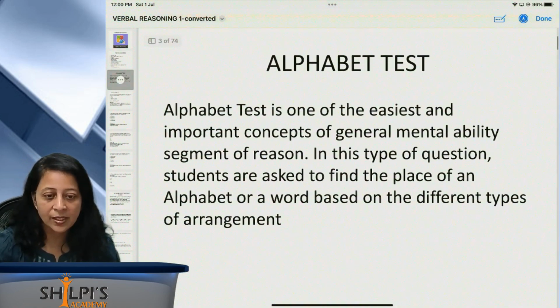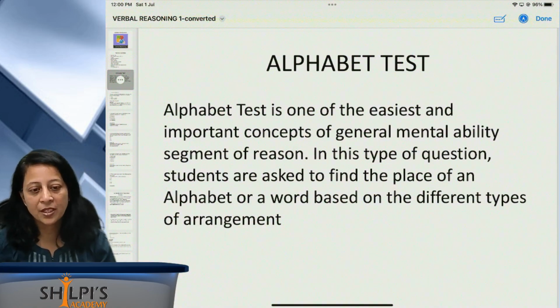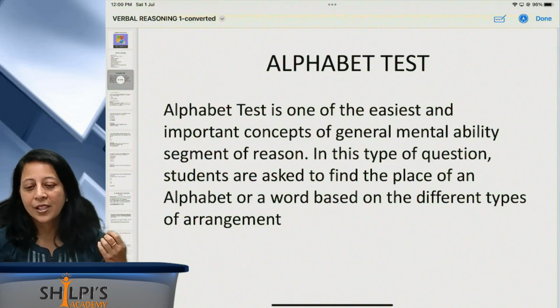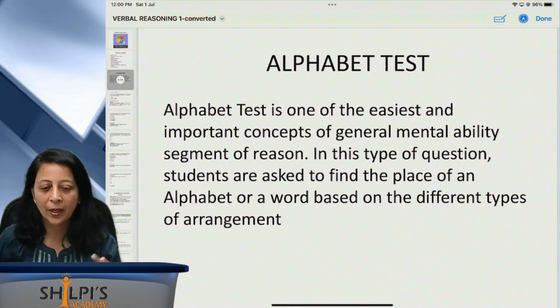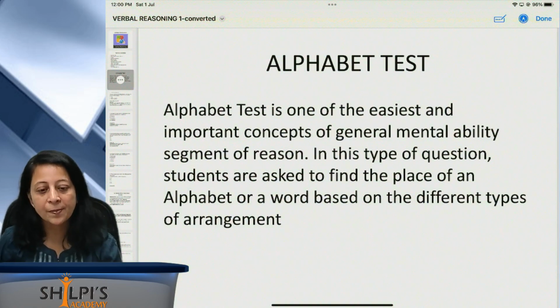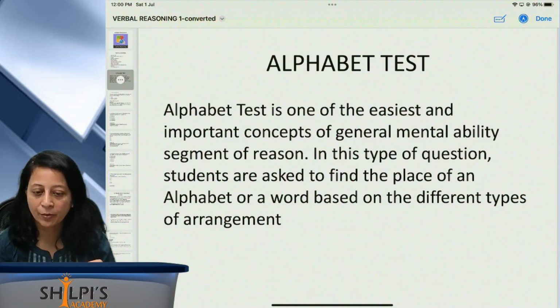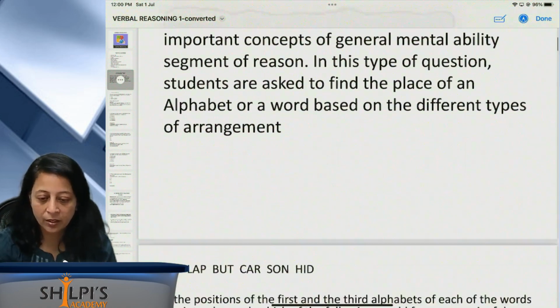So first one is your alphabet test. So we all know what an alphabet is and how many alphabets we have studied so far, right? From KG1, from kindergarten, we are studying the alphabets. So this is going to be a very easy test for you all. Okay. Alphabet test is one of the easiest and important concepts of the general mental abilities segment of reasoning. In this type of question, students are asked to find the place of an alphabet or a word based on the different types of arrangement.